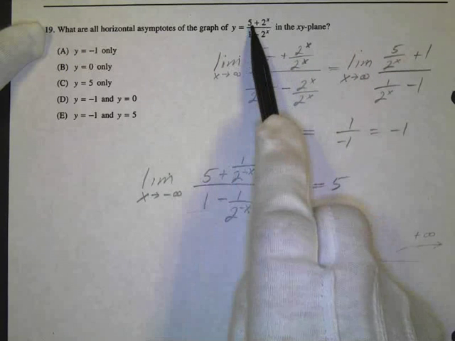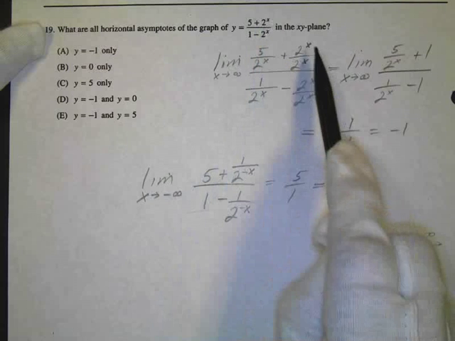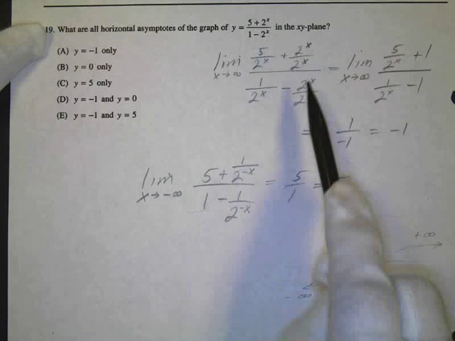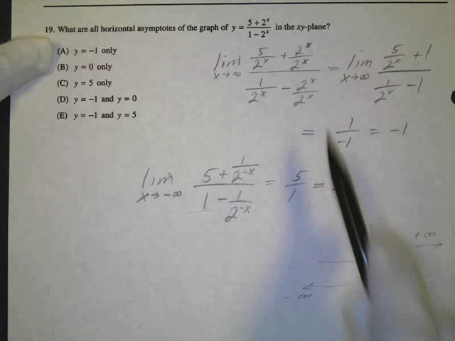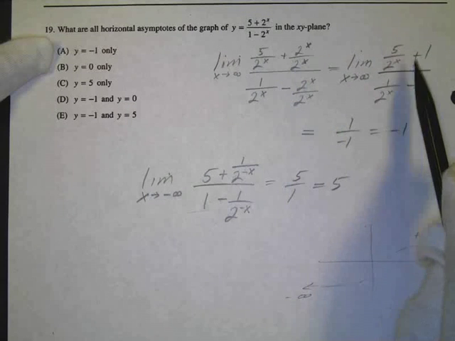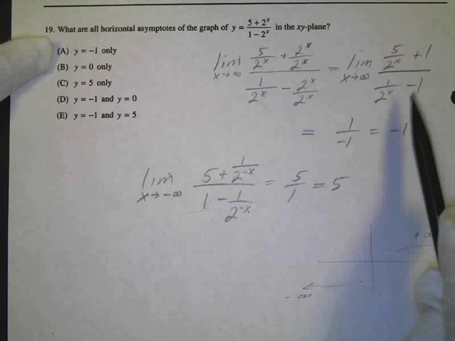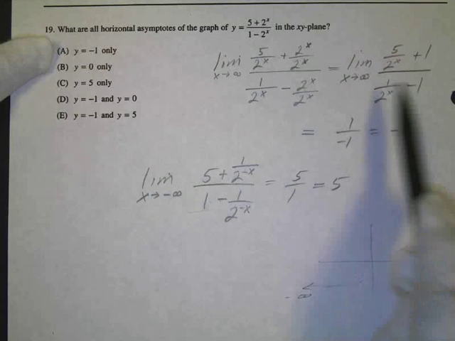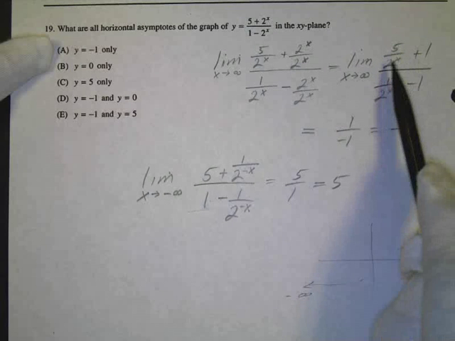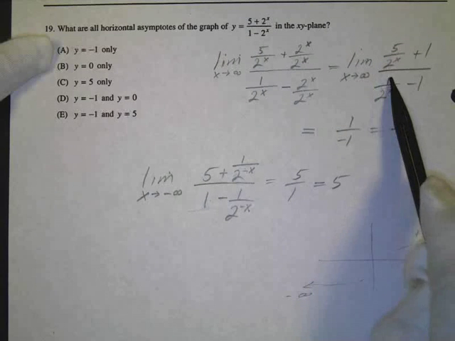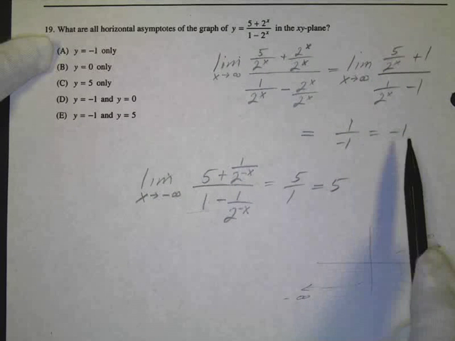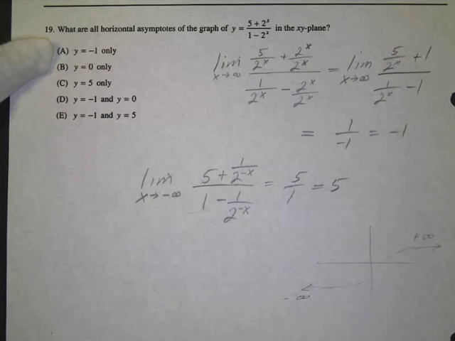So 5 divided by 2 to the x gives 5 over 2 to the x, 2 to the x over 2 to the x is 1, 1 over 2 to the x, and negative 2 to the x over 2 to the x is negative 1. So we end up with 5 over 2 to the x plus 1, over 1 over 2 to the x minus 1. Now, if I take the limit as x approaches infinity, 2 to the x becomes infinity. 5 over infinity is 0, 1 over infinity is 0, so those zero out. I just end up with 1 over negative 1, so the limit is negative 1.